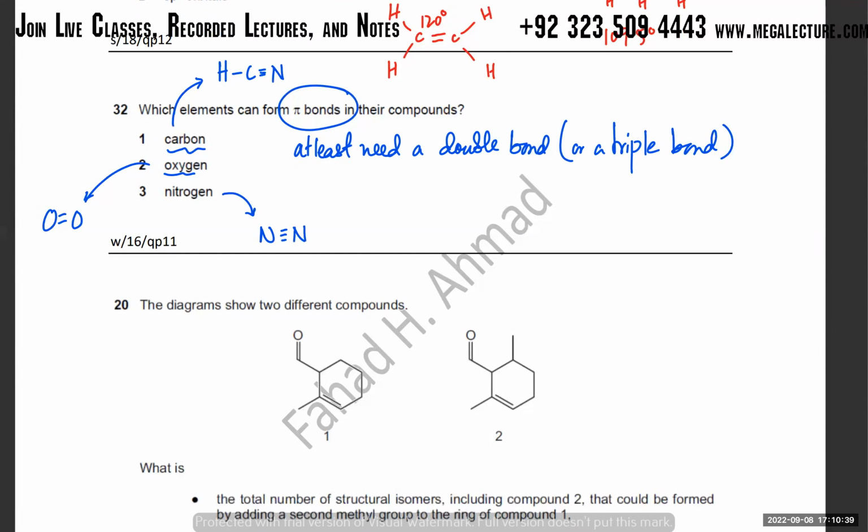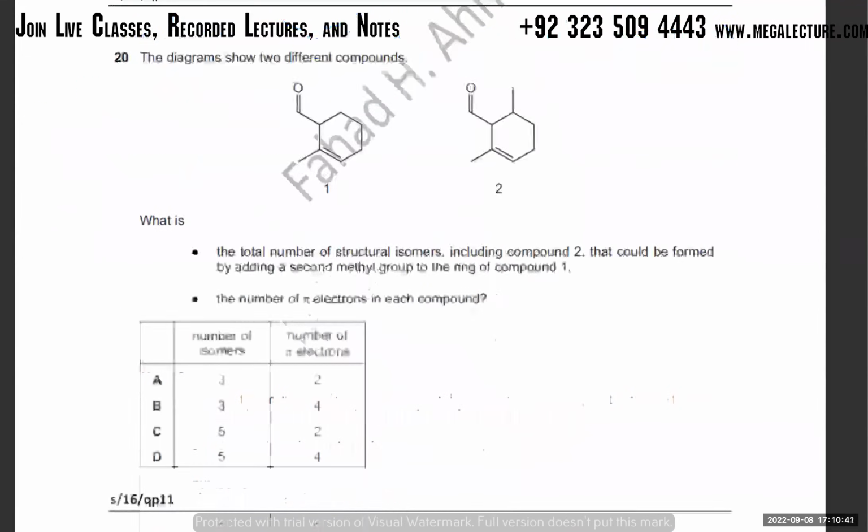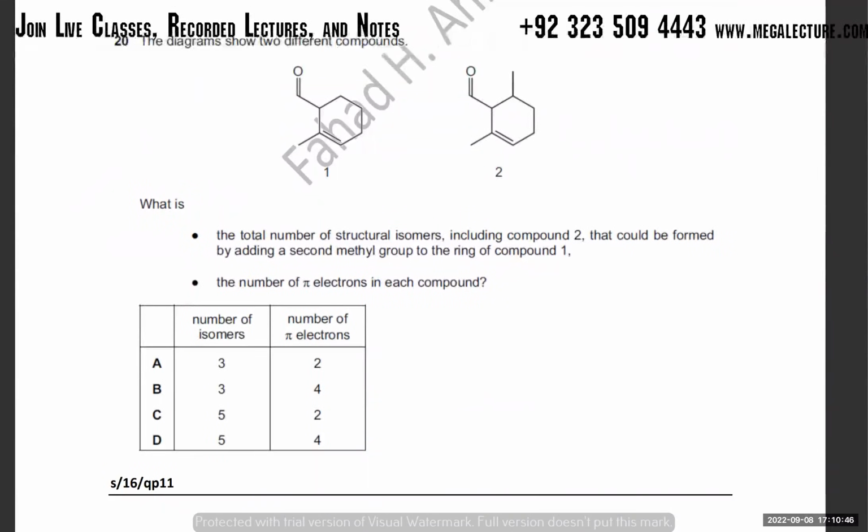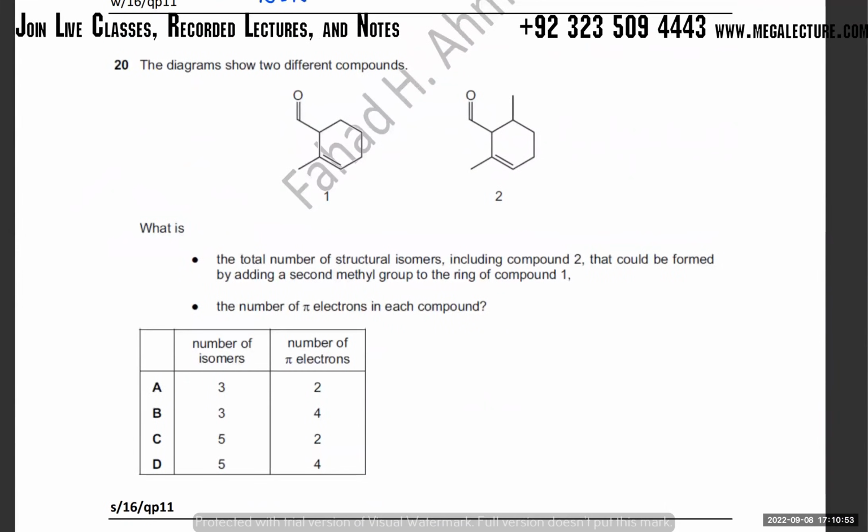जी. अच्छा, फिर ये मॉलिक्यूल है, वो कह रहा है कि what is the total number of structural isomers including compound 2 that could be formed by adding a second? अच्छा, फिर number of pi electrons in each compound. Pi is when you have a double bond. So you got one pi bond over here and there's a double bond over here, that's another pi bond, ठीक है. अच्छा, यहाँ पे भी you have one pi bond over here and you've got one pi bond over here. So that means a total of how many pi electrons?